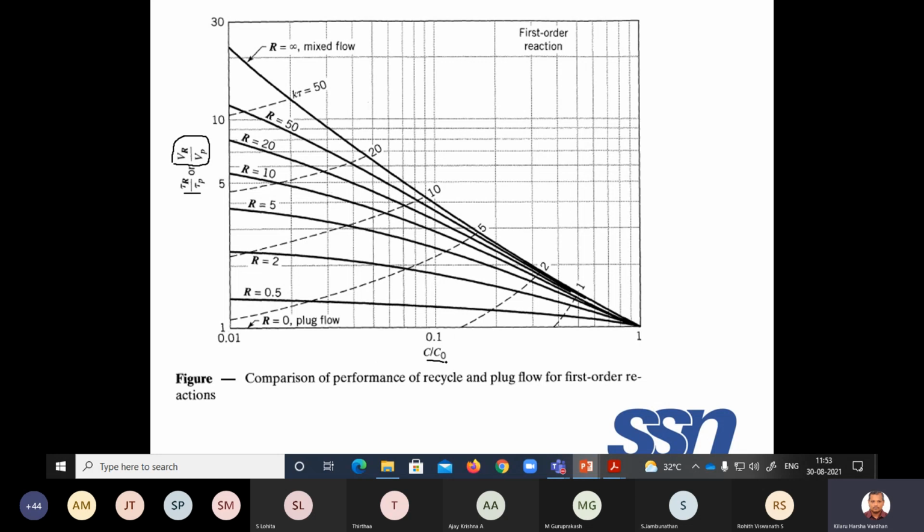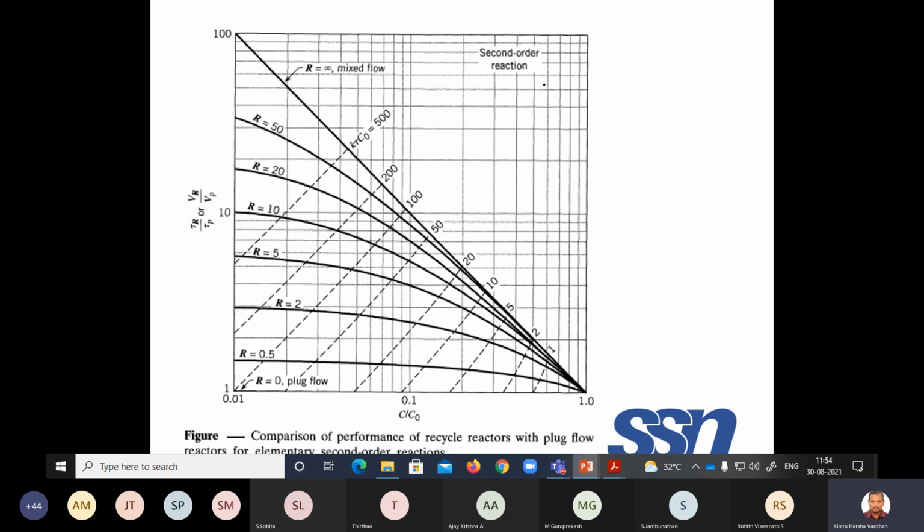On the y-axis, you are writing C by C naught. This is for the first order reaction. As R, that is the recycle stream, increases, when R is infinite, it becomes the mixed reactor, and the curve gradually goes and touches this particular curve. This is for different k tau values. k tau is nothing but the Damkohler number. Earlier itself I told you, the more the Damkohler number, the more will be the conversion. That is what k tau 1, k tau 2, k tau 5, k tau 10 show. This is again for the second order reaction.